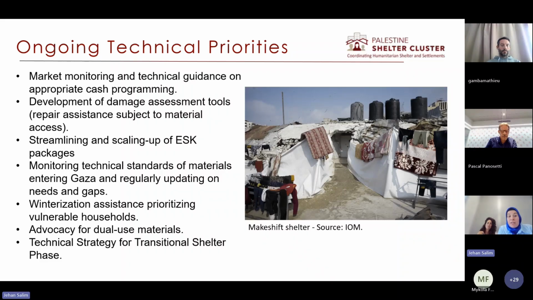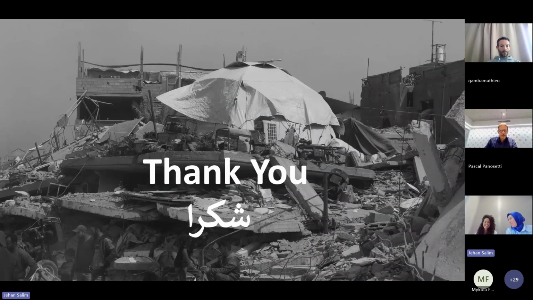Then we do also monitor technical standards of materials entering Gaza and regularly update on needs and the gaps, especially the items that are not coming under the humanitarian route, like for humanitarian partners. Then winterization assistance, prioritizing vulnerable households, and then of course the advocacy for the dual-use materials to move at least from this emergency to the second phase if possible. Then technical strategy for transitional shelter phase. Thanks. That's all from my side. Shukran.